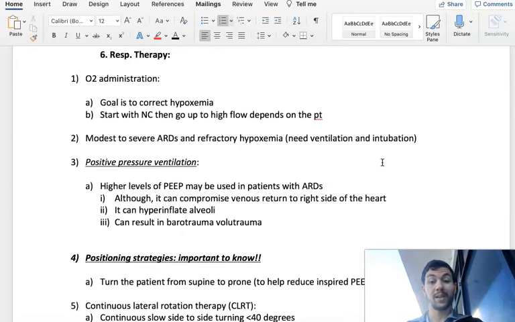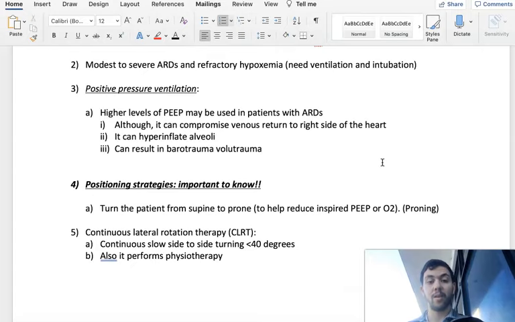The goal is to correct the hypoxemia, right? So you want to start with the nasal cannula, then go up to high flow and all that kind of stuff. Moderate to severe ARDS needs ventilation and intubation.